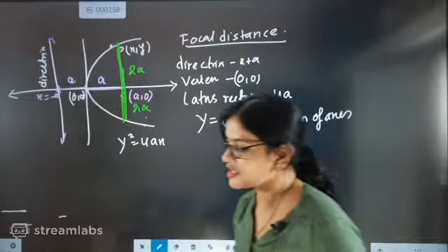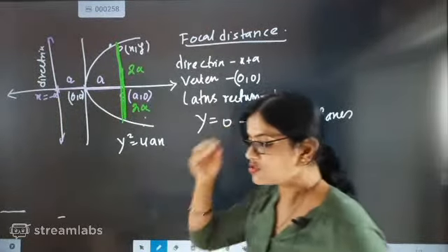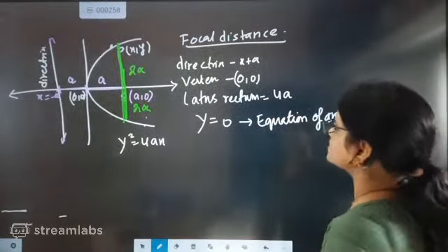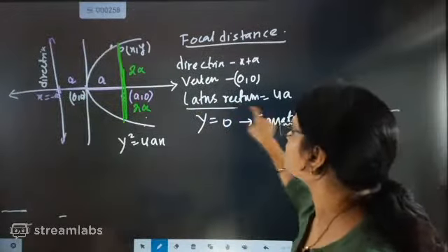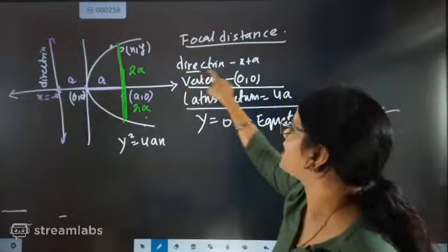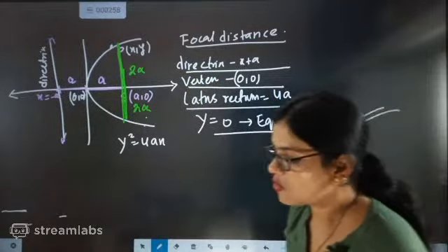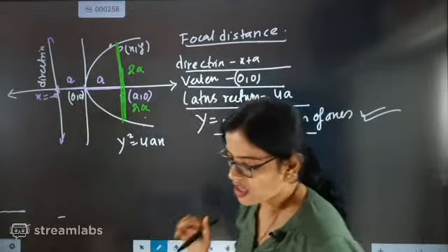Remember this one. Yes Crafto, now I remember, beta, sorry. So it is exactly going to be, equation of axis is y equal to 0. Latus rectum finished, vertex finished, directrix equation finished. Now only one work is left, and that is called what?